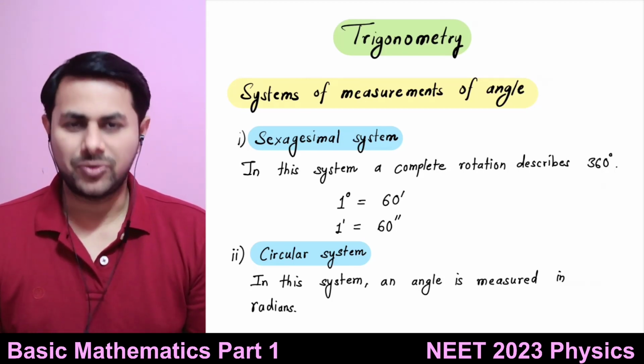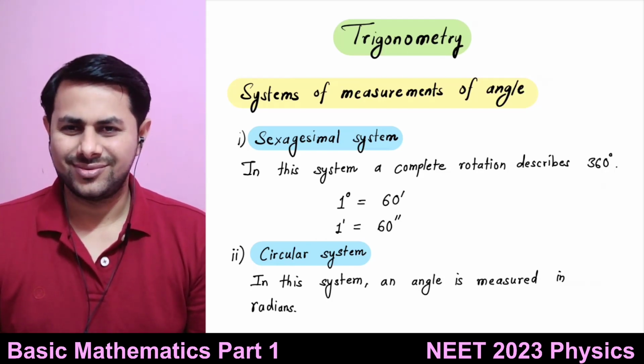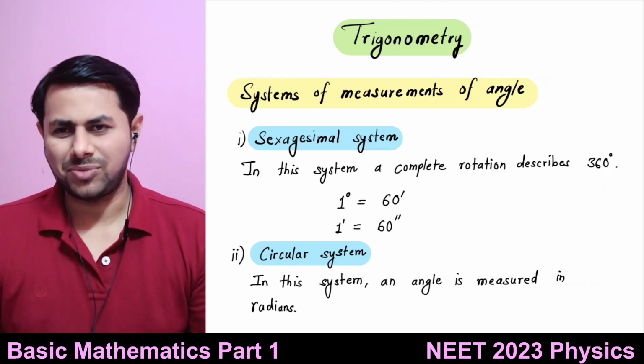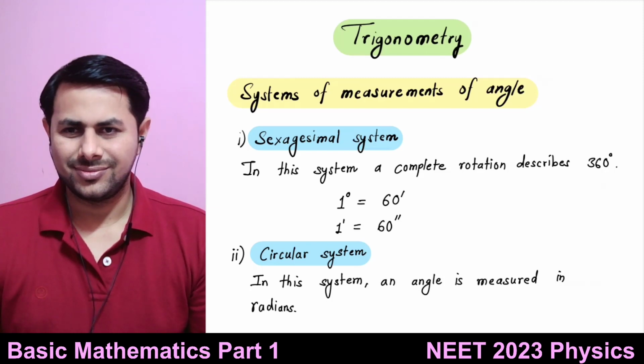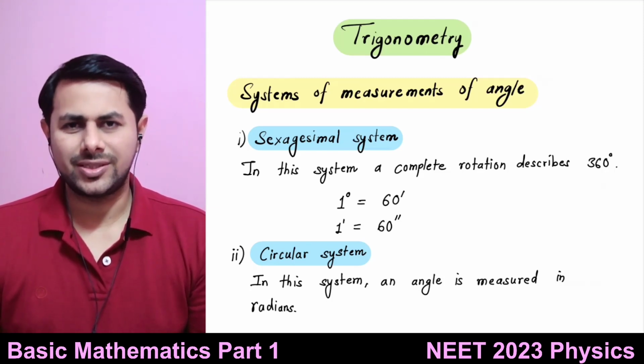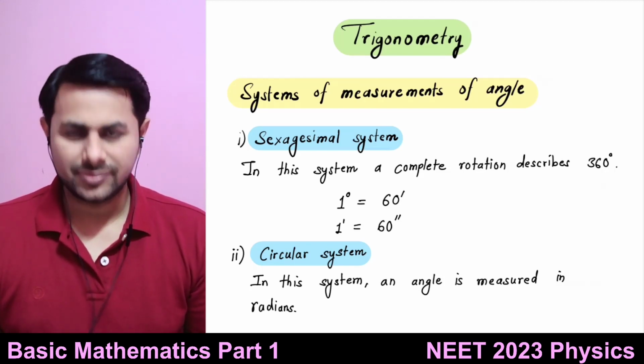So we know what is trigonometry. Anybody can define trigonometry? It's the branch of mathematics which deals with angles. It deals with the study of angles and sides of a triangle, right? Their relations with the sides of a triangle and circles, of course.